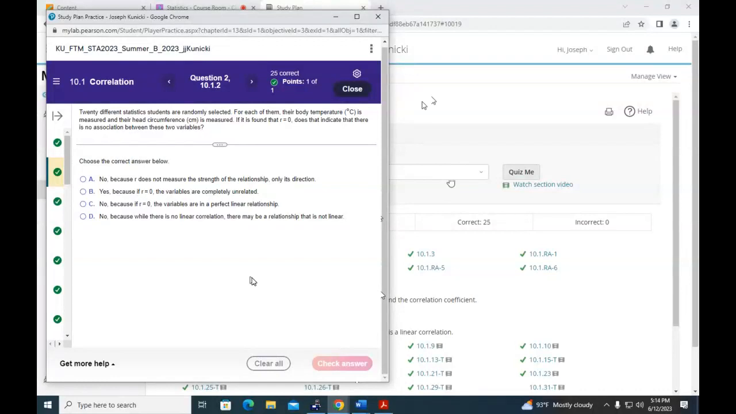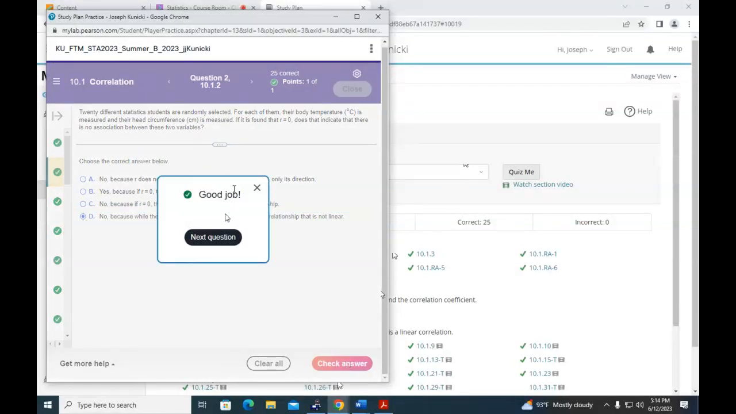Twenty statistics students are randomly selected, and once again, same thing, body temperature and head circumference. It's found that R equals 0. Does this indicate there's no association? It means there's no linear association. But that doesn't mean it can't be nonlinear. See, it could be a parabola. Or it could be a couple of outliers.